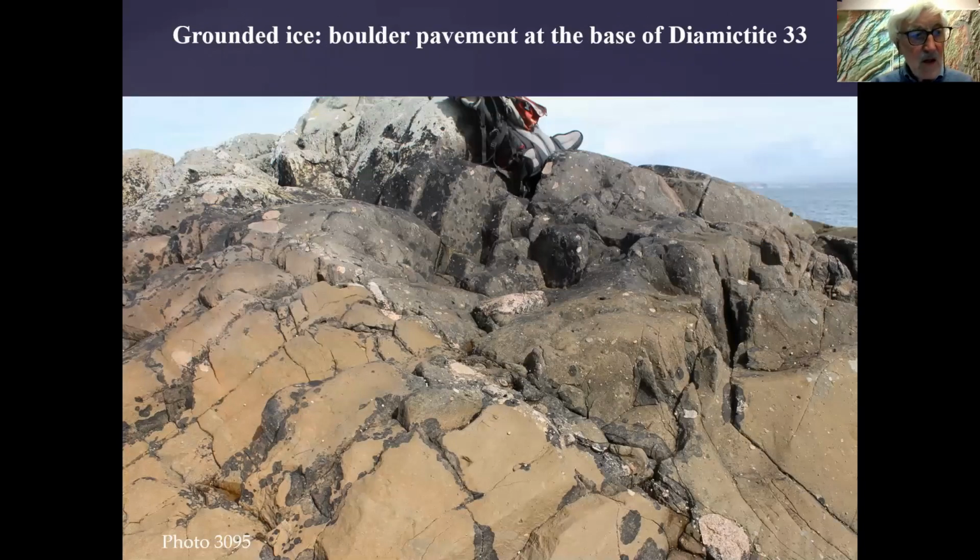This is the second type of feature I want to show you, which is evidence of grounded ice. It is a boulder pavement composed of granitic boulders at the base of diamectite 33. It was formed by the ice sheet moving across the surface of the underlying preglacial sandstone.